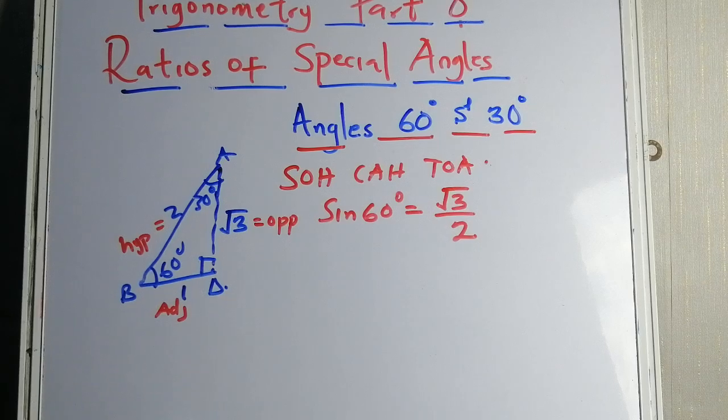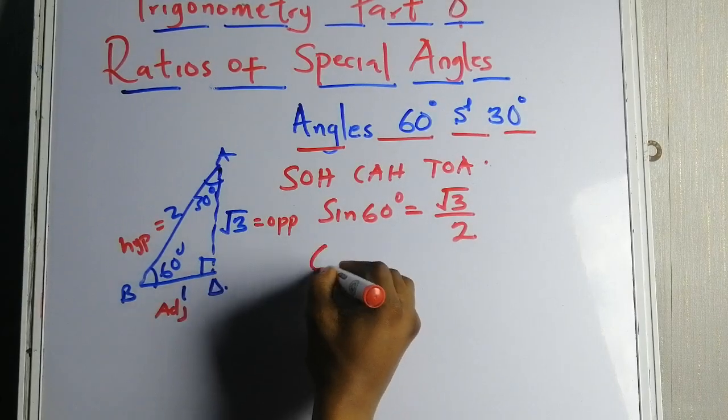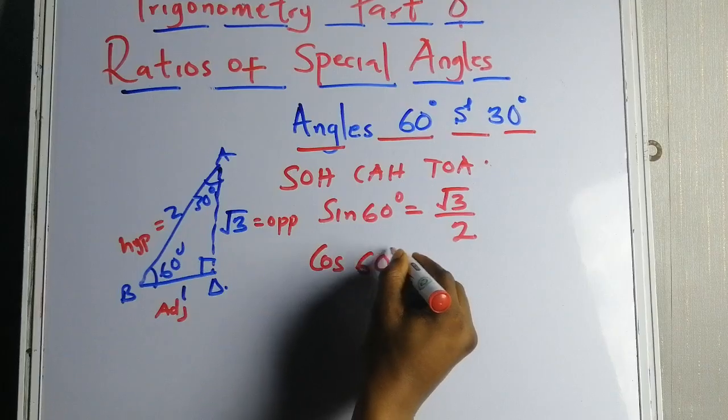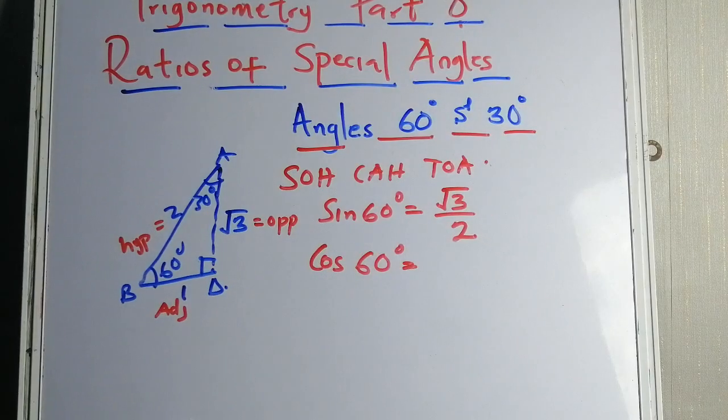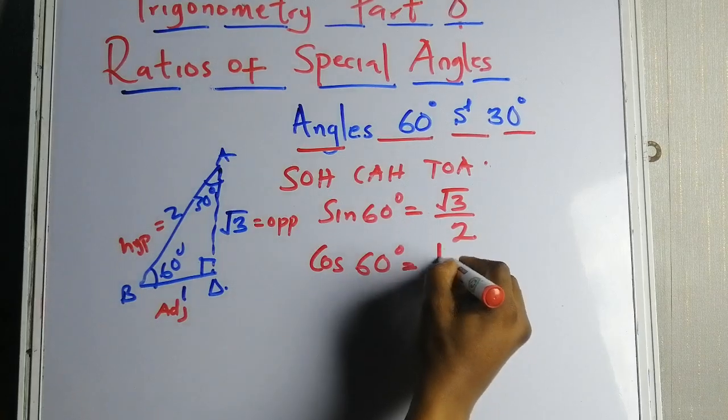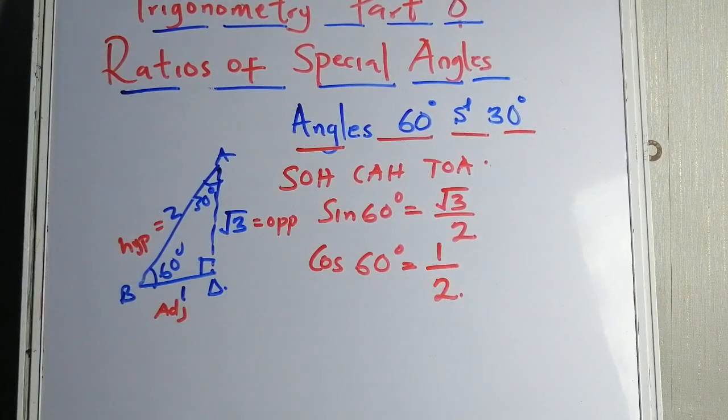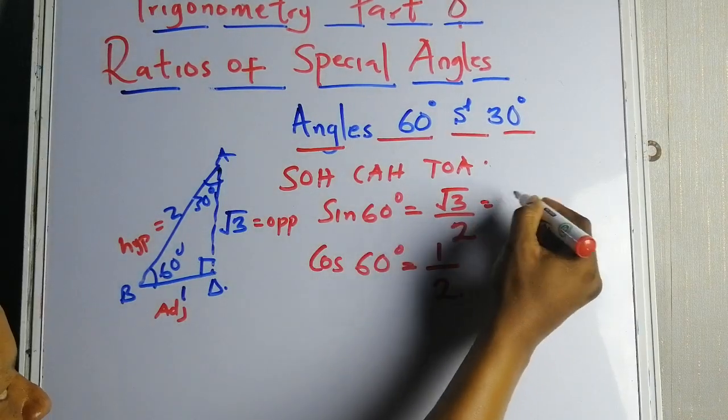So now sine 60 degree, you should know it at the back of your palm, by heart, equals root 3 over 2. Take it anywhere in the world, that's sine 60 degree. The next one is cos 60 degree, which is CAH. CAH is adjacent over hypotenuse. Cos 60 is 1 over 2.